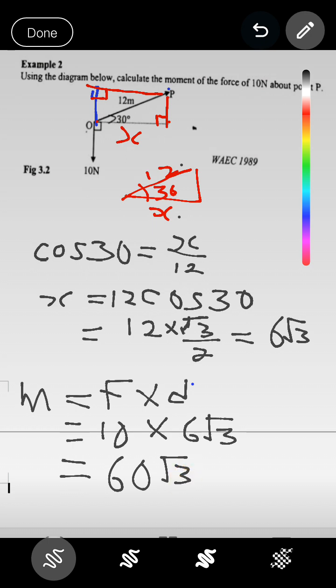So remember, we use cos here. Remember, we used cos because this is adjacent and this is hypotenuse. If this is what we want, it's going to be sine, that is opposite over hypotenuse. And this 60 root 3 is the same thing as 103.9, which is approximately 104 Newton meter.